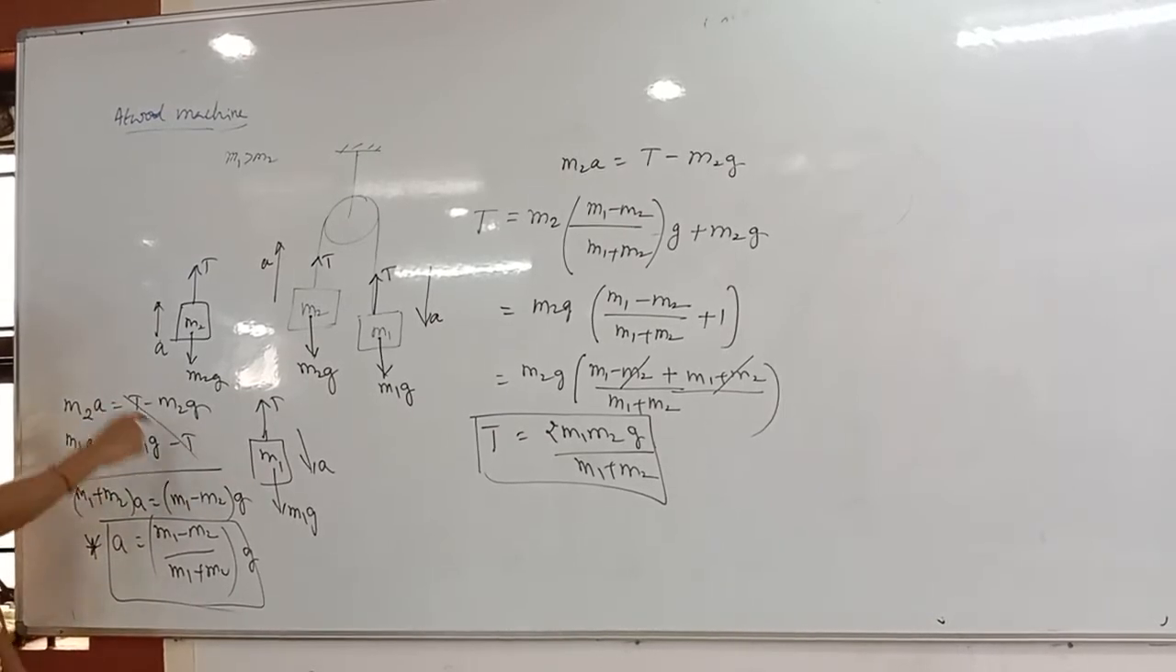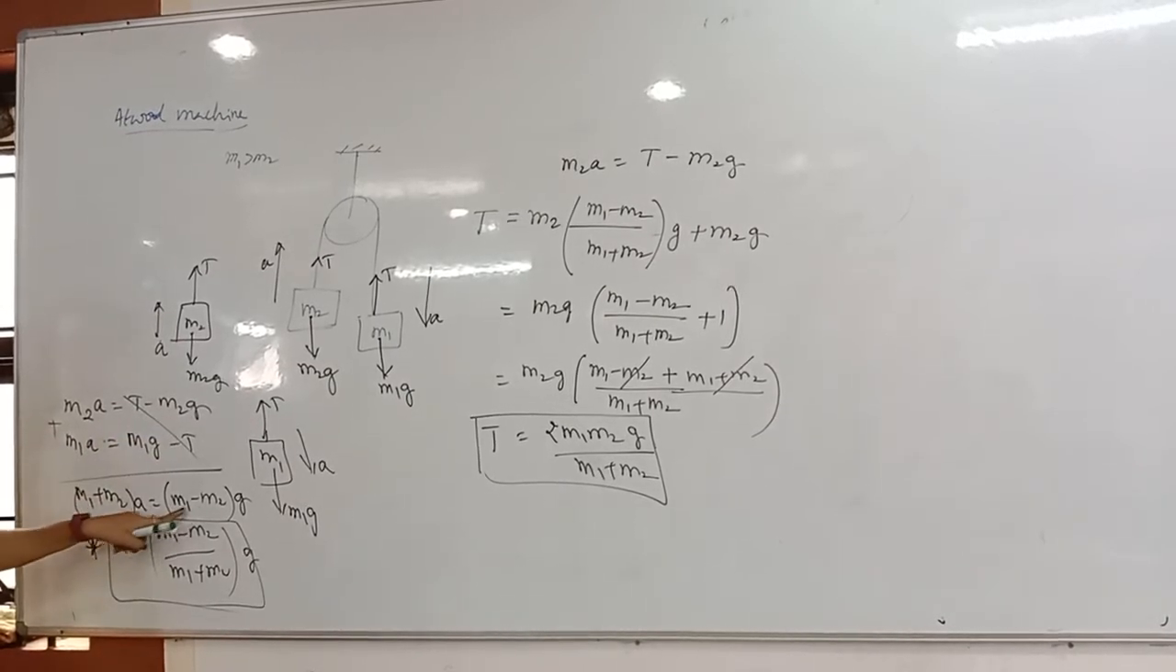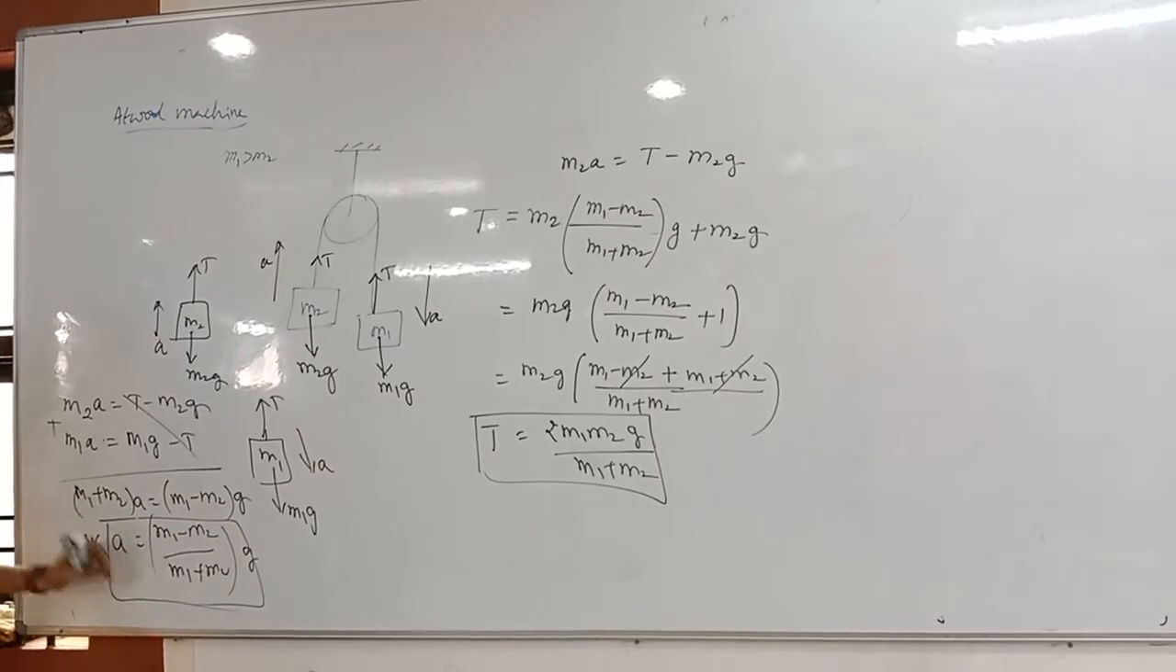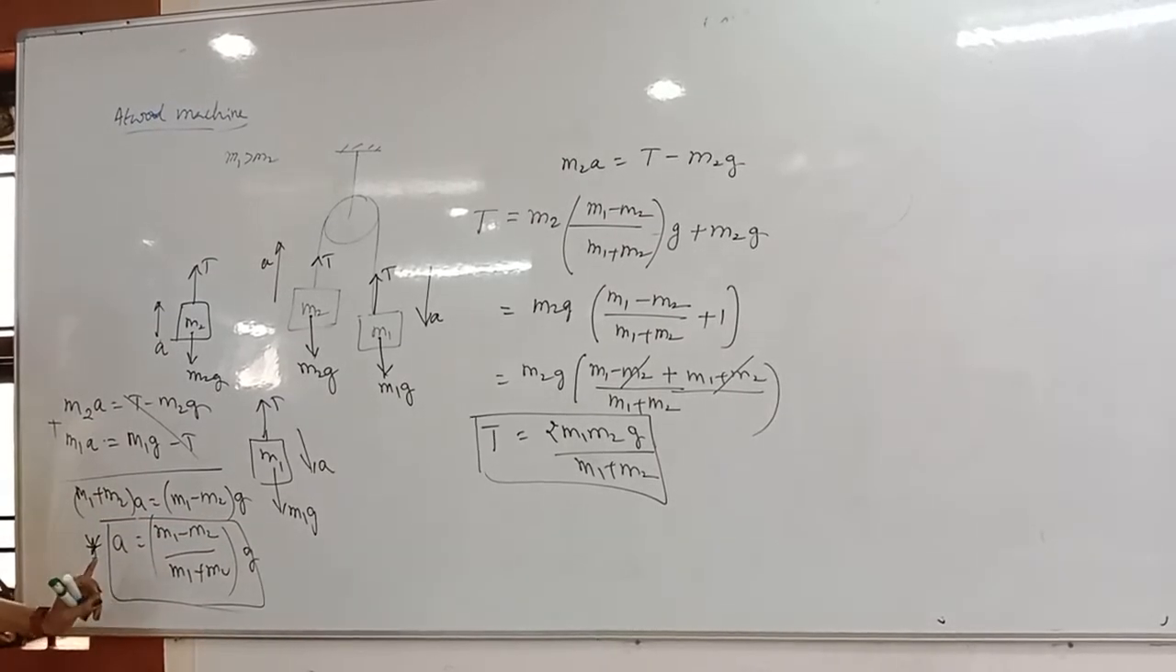So here tension gets cancelled whenever I add the equations. I add the equations here. So what is remaining then, (m1 plus m2) into a is equal to m1g minus m2g, so that I can write (m1 minus m2) into g. Then I send m1 plus m2 down. So this is the acceleration we got: difference of the masses by sum of the masses into g.